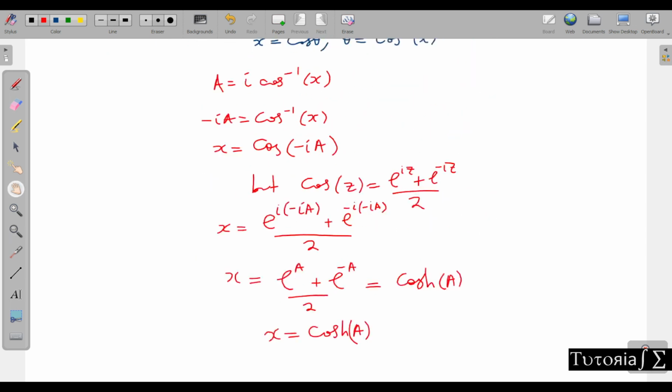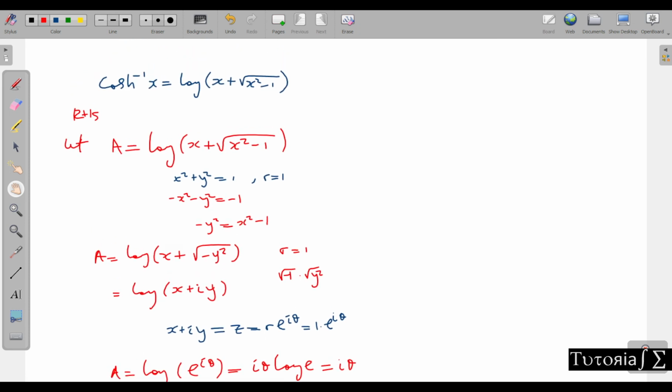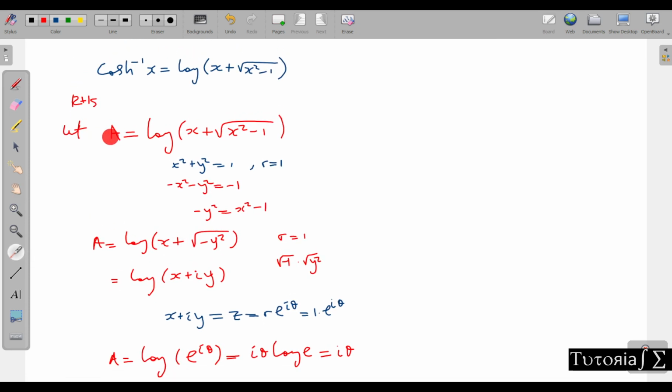Now remember where we started. Where we started, we let a be equal to this i. Meaning that a is this. Are you seeing that? We let a equal to this, meaning that a is also equal to that. So we need to make a the subject of the formula.